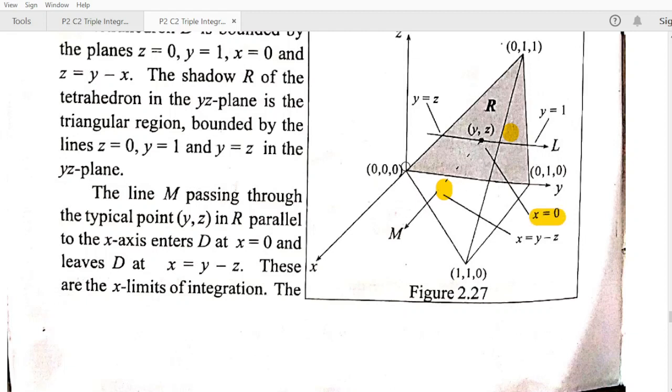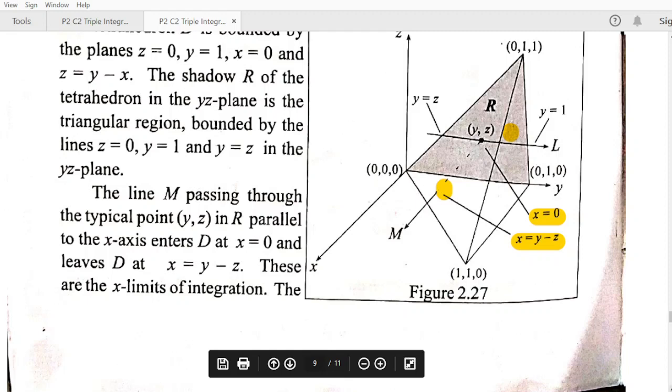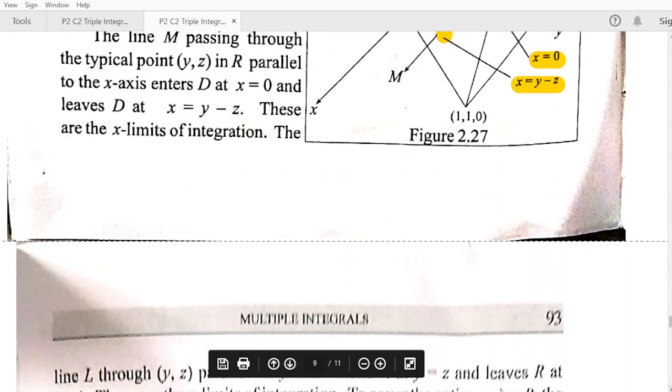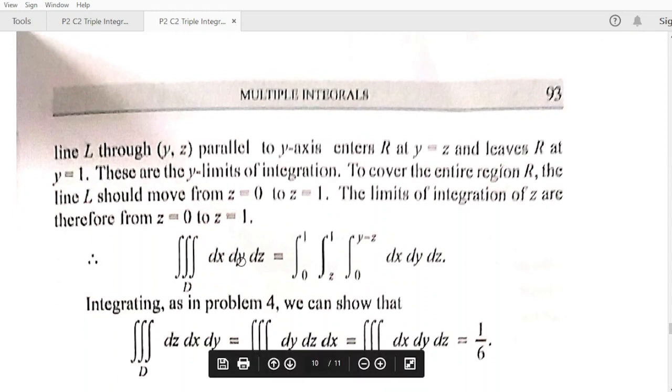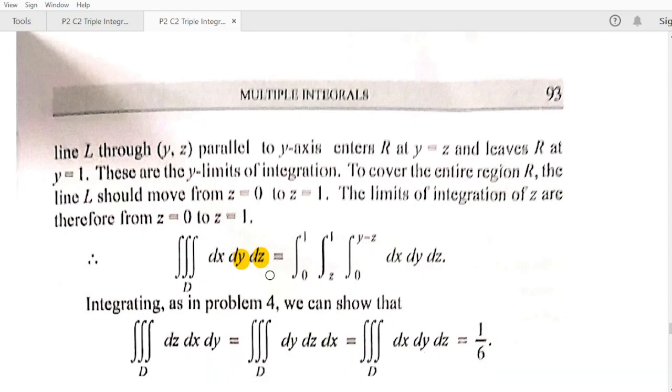And again by using the same formula, the equation of the plane passing through these 3 points, we get the value of x here, that is x is equal to y minus z. So the limit of x is from 0 to y minus z. Next we have to find the limit of y, and then the limit of z. So first we have to find the projection of the region on the yz plane.